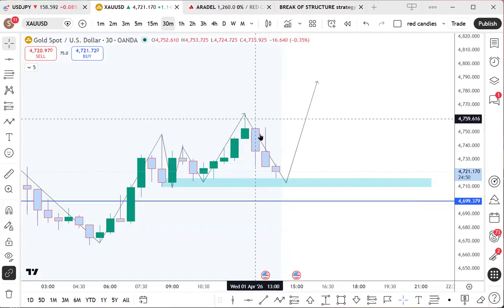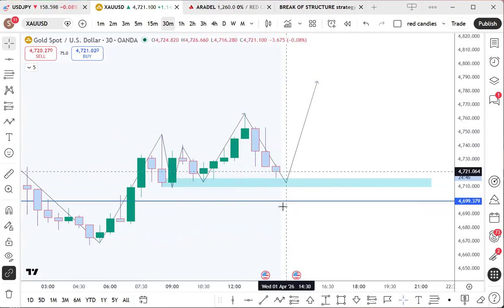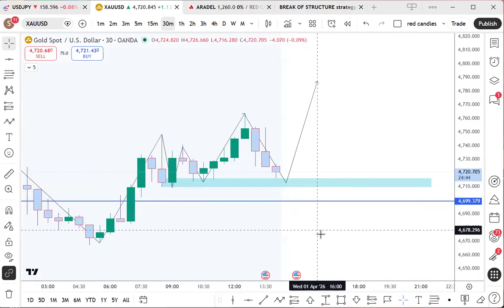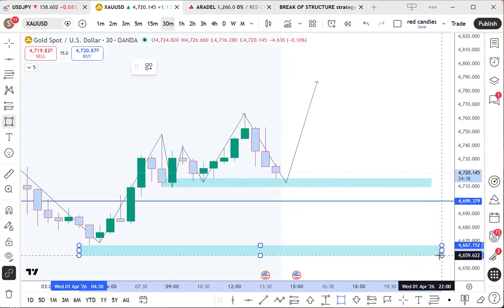So that is for gold. We're looking for potential buys, and if it breaks below those lows there, we then see if we can get price to move even further down to these other lows here.